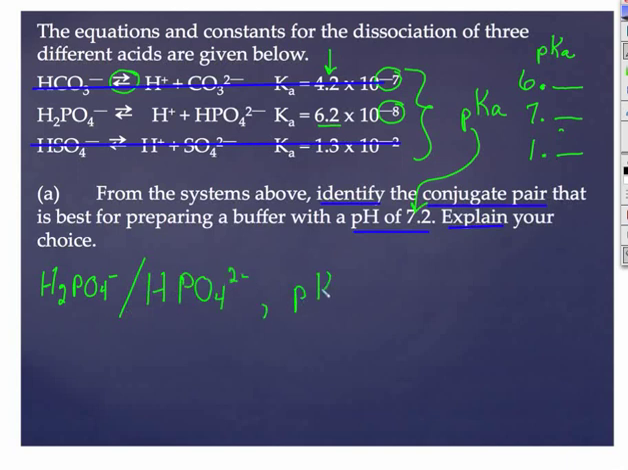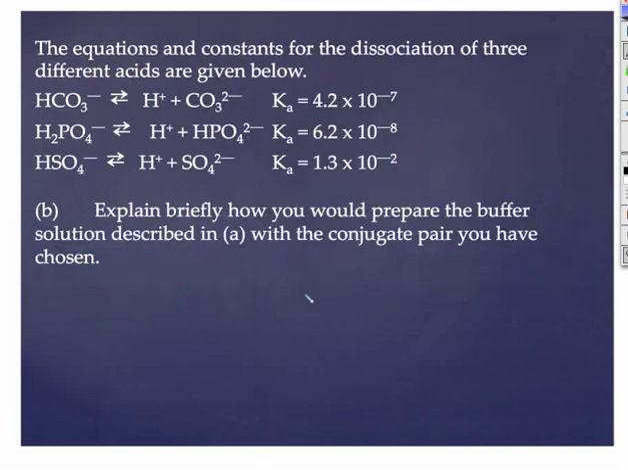And the reason is because the pKa is closest to 7.2. Okay? Actually, if you did that calculation, it is 7.2. So if you had a calculator, all you had to do is take minus the log of this number, and you would find it is right at 7.2, which makes the next parts a little easier. Now, let's go to part B. It asks us, how would we prepare that buffer?